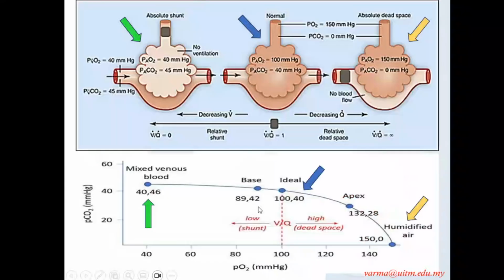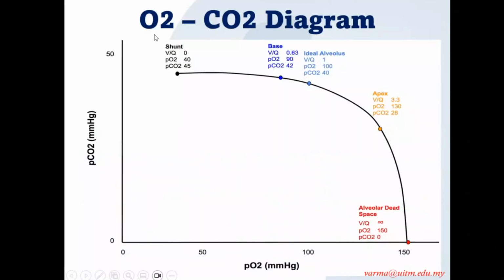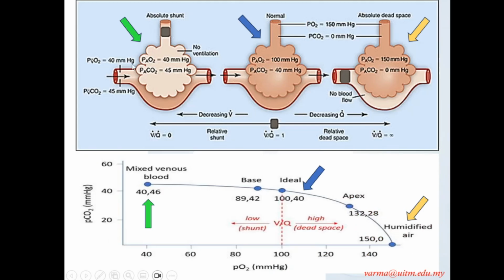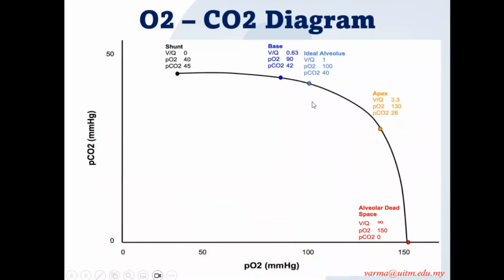So that brings us to what we call the O2-CO2 diagram. The O2-CO2 diagram talks about your oxygen and PCO2 content in the alveoli in different VQ conditions. In ideal alveoli, at a PO2 of 100 millimeter mercury, you get a PCO2 of 40 millimeter mercury. You have to know this simple graph and these few values. If they ask you to draw an O2-CO2 diagram, you have to plot PO2 from 50 and PCO2 from 0 to 50. So 100, 40, that is your ideal.